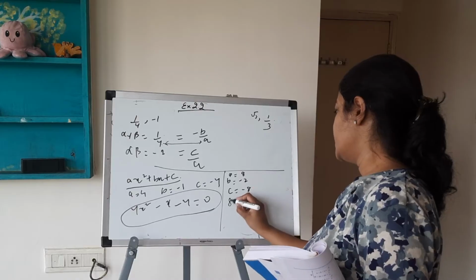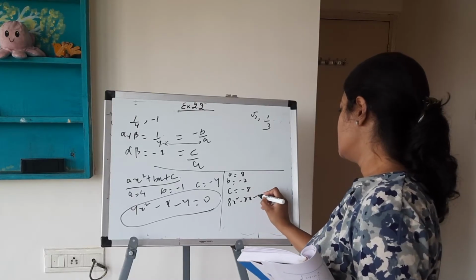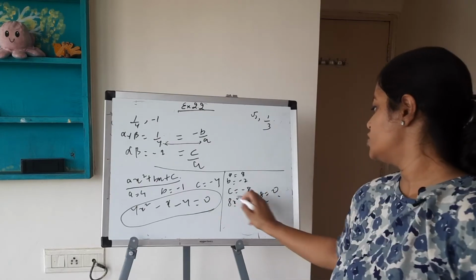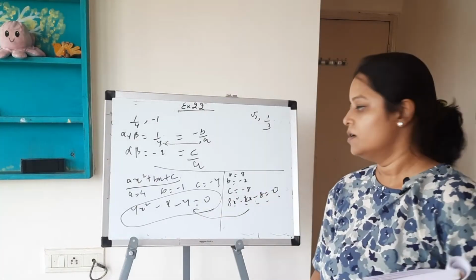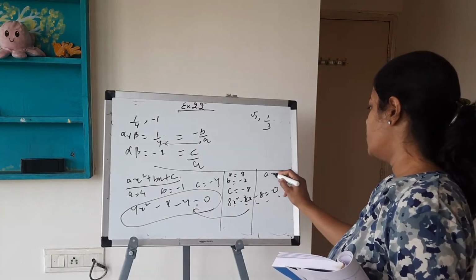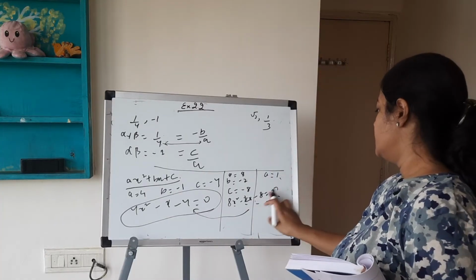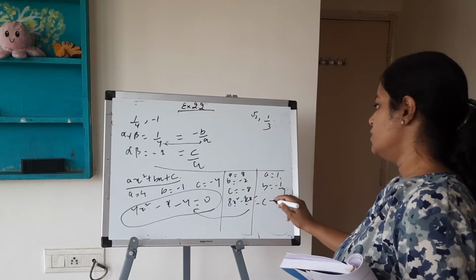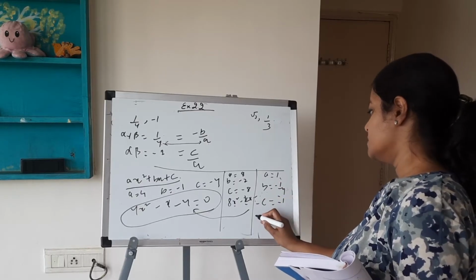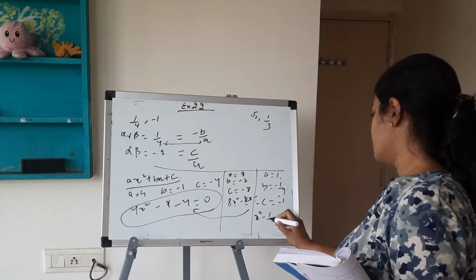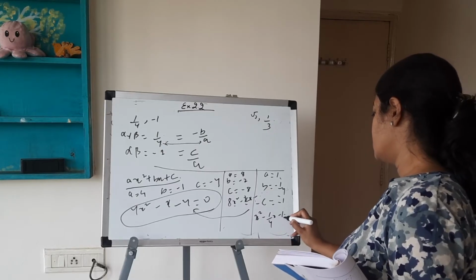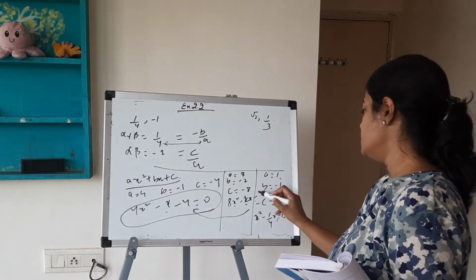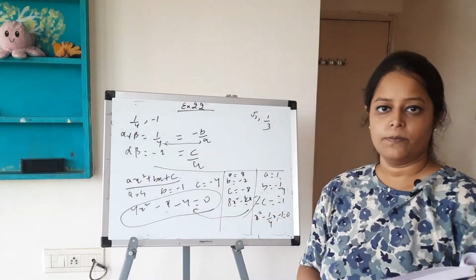So how do you show it? 8x square minus 2x minus 8 equal to 0, which, if you remove the common factor, is again this, right? The other way could be to do a equal to 1. If you put a equal to 1, then b will become minus 1 by 4, c will become minus 1. So it will be x square minus 1 by 4x minus 1 equal to 0, which ultimately is this. So these are the various forms of showing the same polynomial, right?